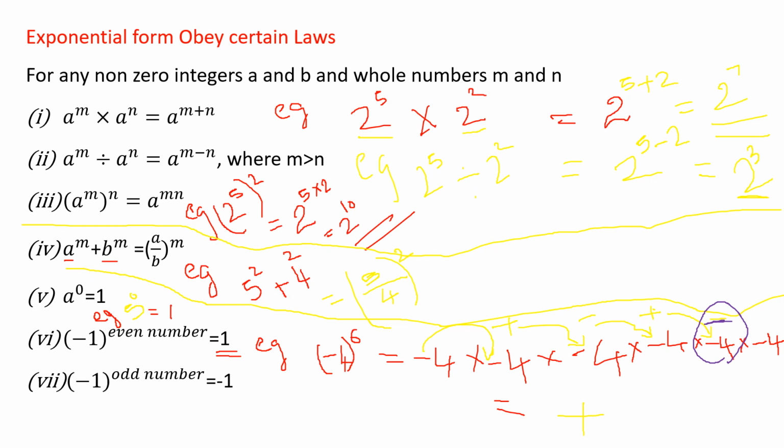And the fifth formula, a power 0 is equal to 1. And the sixth one, minus 1 the whole power even number is equal to 1. If minus 1 the whole power odd number, it will be equal to minus 1. That means the answer will be in negative form. Now let's see some exercise problems. So children, today what you want to do is study and write these 7 formulas. Okay children, so please do it.